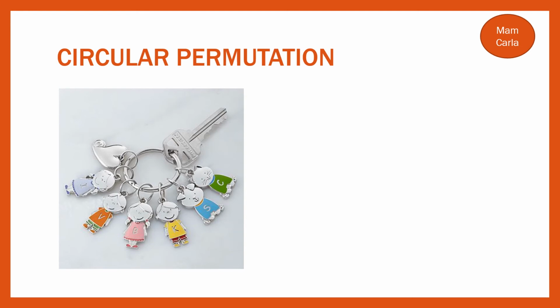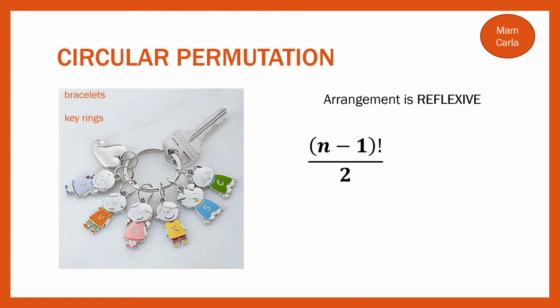Let us observe the arrangement of different beads in a bracelet, keys on the key rings, and the like. They are circular permutations where the arrangement is reflexive. Given this case, the total number of permutations of n elements taken altogether is determined by the quantity of n minus 1 factorial over 2. But what if the bracelets, keyrings, and the like have a lock? Then, the permutation becomes linear, and it can be denoted as n factorial over 2.